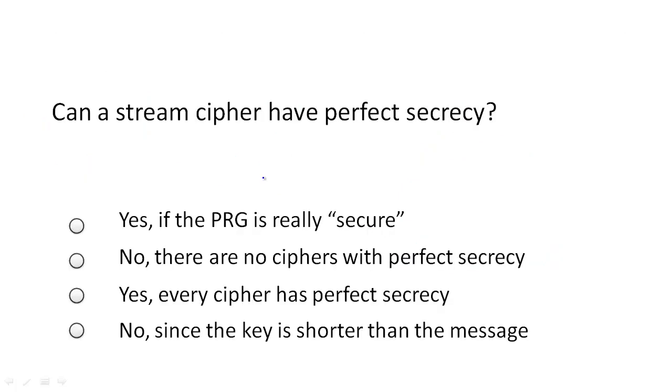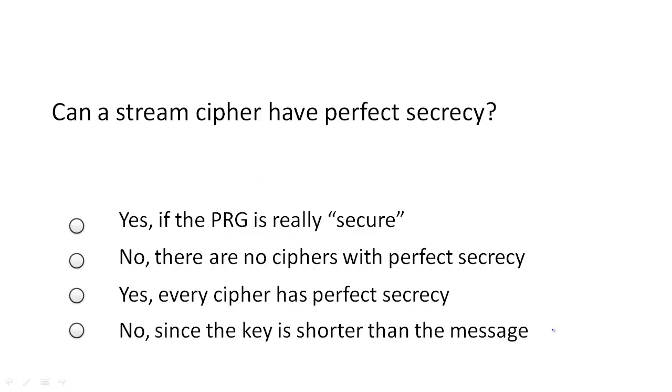So basically, we only have one notion of security so far, which we called perfect secrecy. And so let's just quickly ask, can a stream cipher have perfect secrecy? Remember, in the stream cipher, the key is much, much shorter than the message. And so nevertheless, can it have perfect secrecy?